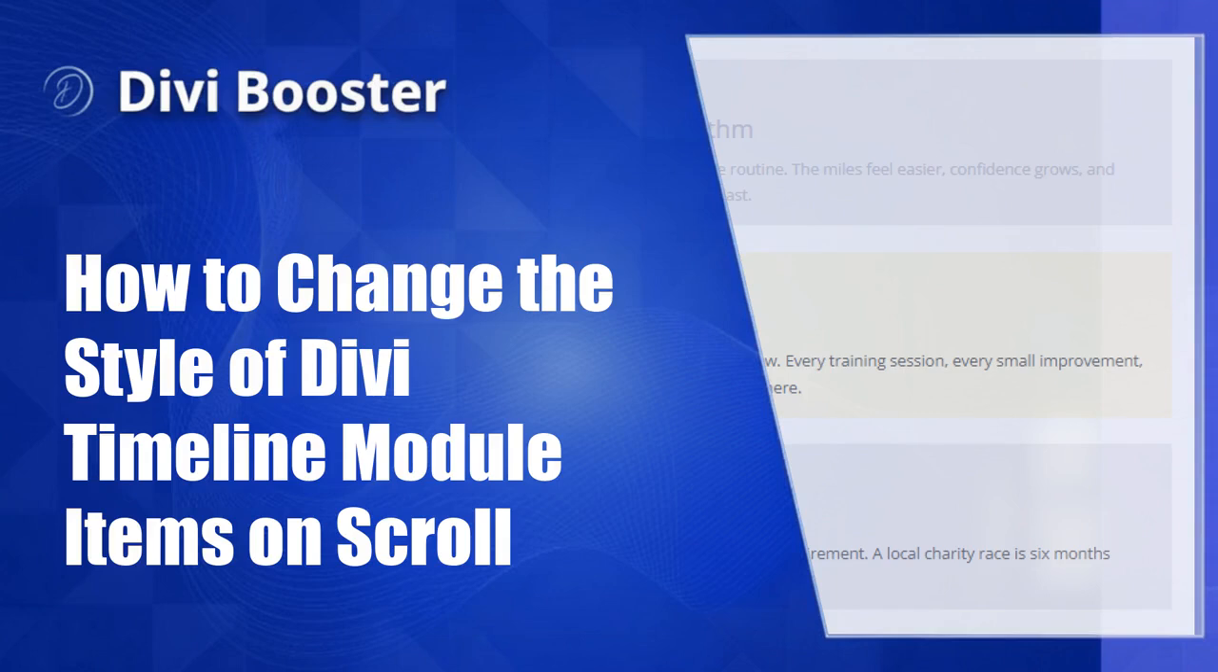In this video, we'll explore how to change the style of Divi Timeline module items based on their scroll state. By styling the previous, current, and upcoming timeline items differently, you can create a more guided, polished, and interactive experience for your visitors. This approach works perfectly for process steps, company histories, project phases, roadmaps, event schedules, and more. Any timeline that benefits from a clear sense of progress. Let's dive in.